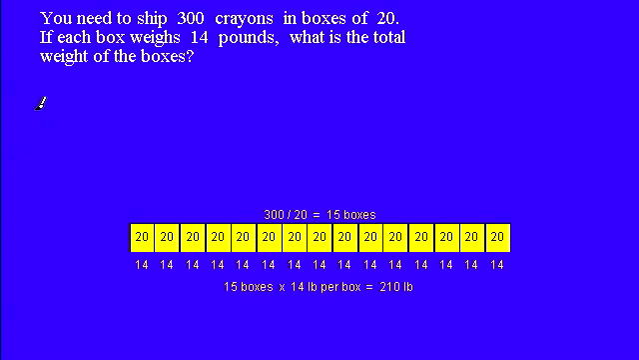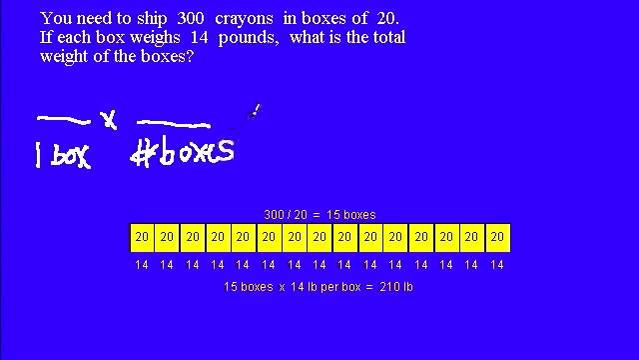Well, if you think about what you finally want, total weight, you need the weight per one box and the number of boxes to get the total. So we have the weight for one box, so that's the value for one thing. So now we need the number of boxes. So that will become a subproblem. And here it's somewhat obvious. It's 300 divided by 20 or 15.